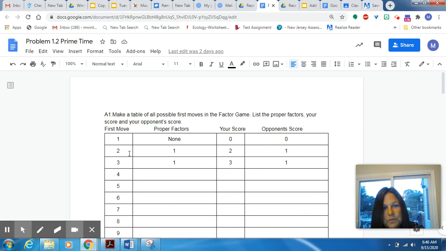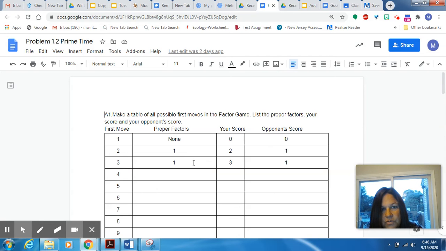So if your first move was 2, your opponent got 1, right? Because 1's the only proper factor of 2. Remember, when we talk about proper factors, we're not including the number itself. You can include 1, but it's going to be all factors.